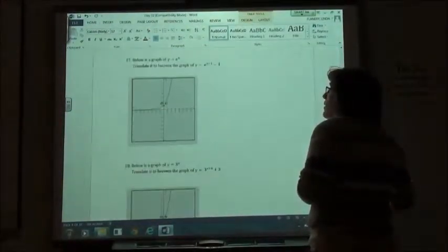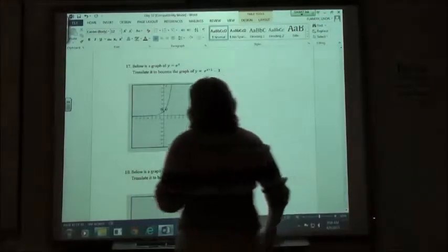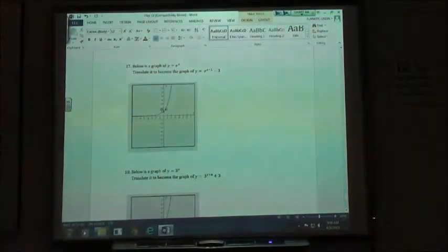So, I'm going to move this graph. I got to figure out how it moves. What am I going to do?